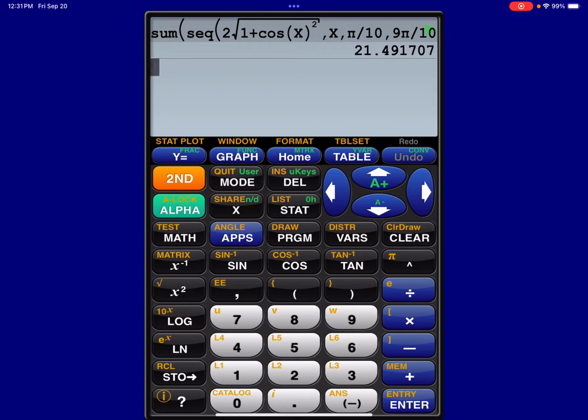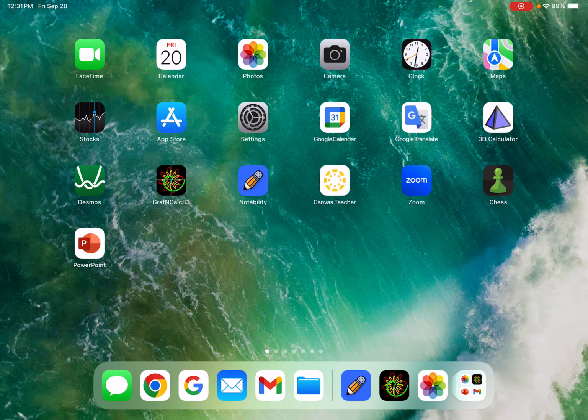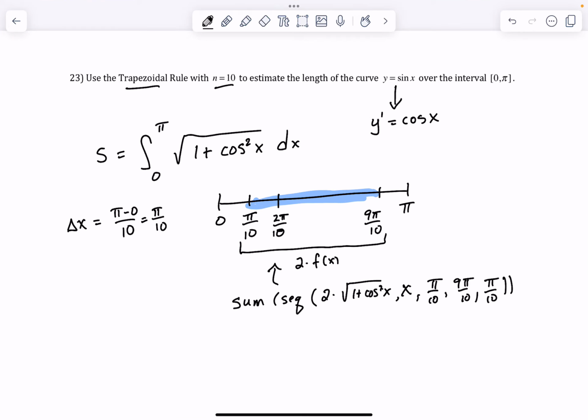Okay, so that's not the full answer. I still need to plug in a 0 and a pi. But let me just write down that this is, so far, 21.4917. So this part equals 21.4917. And then I still need to plug in the pi and the 0, or the 0 and the pi, and then find out what that equals.